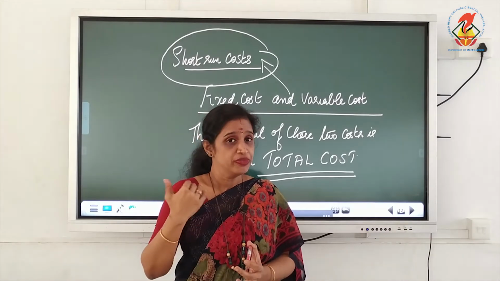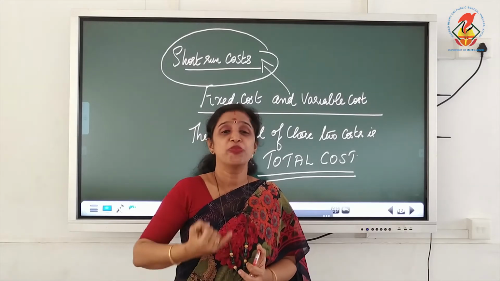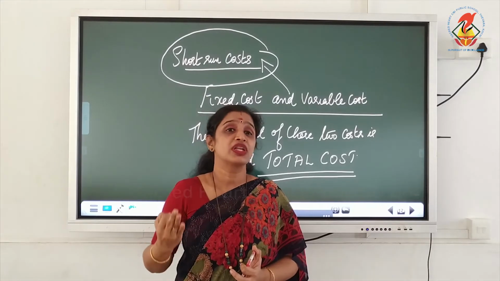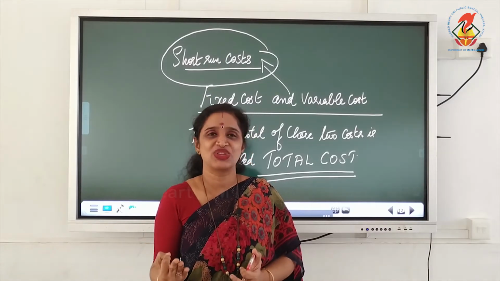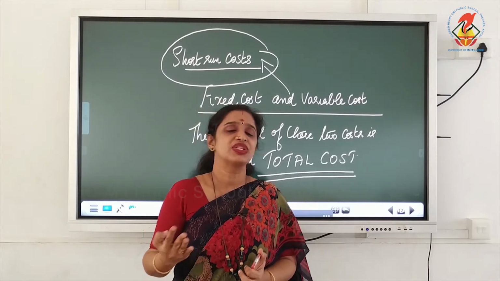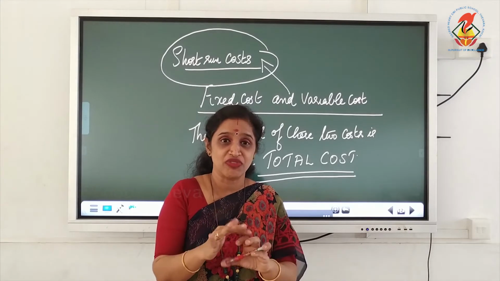I told you the producer has to buy machines. Machine is a fixed cost. Producer has to buy land. That is a fixed cost. Producer has to purchase raw materials, that is a variable cost. The producer has to hire the labor from outside, that is also a variable cost. So it is a combination of both fixed cost and variable cost.